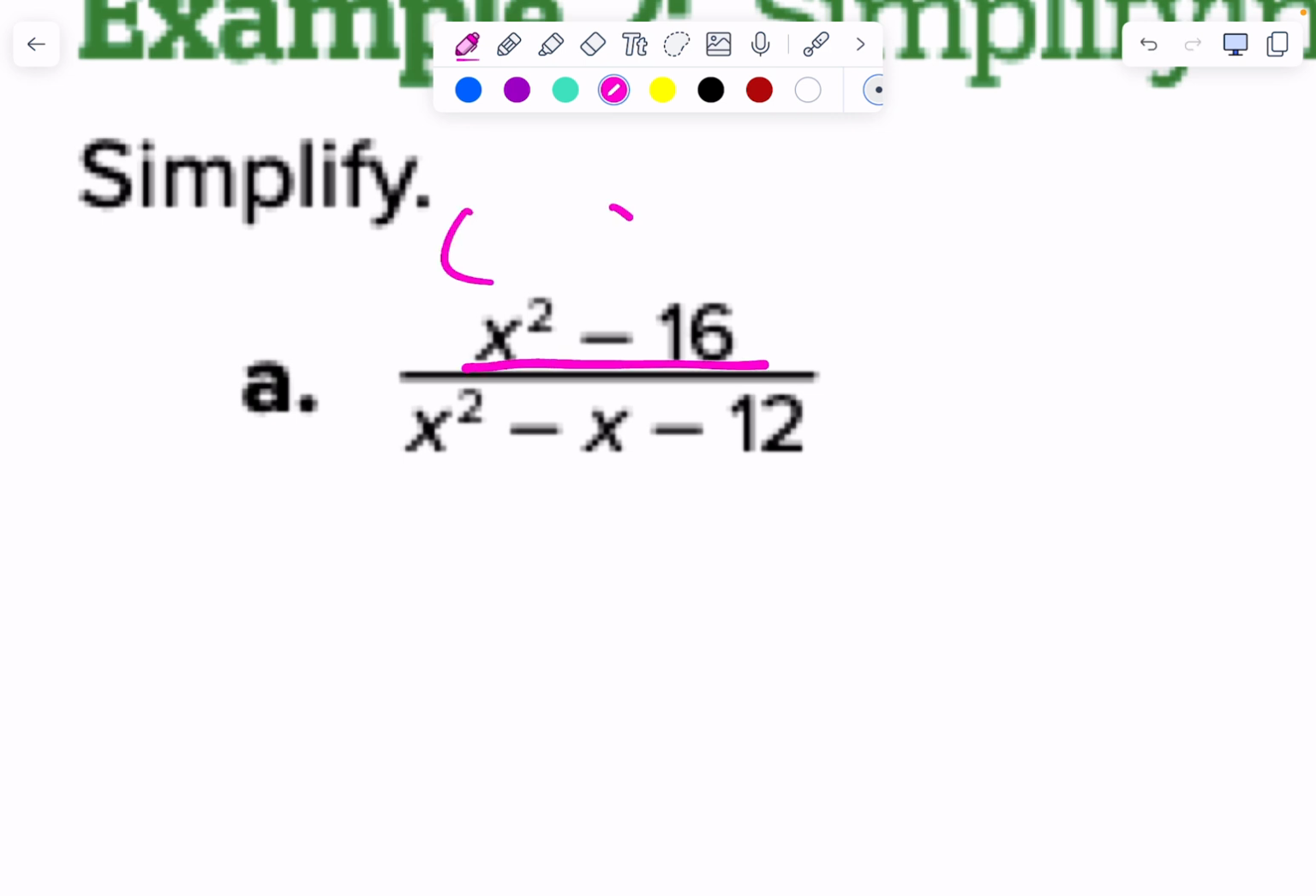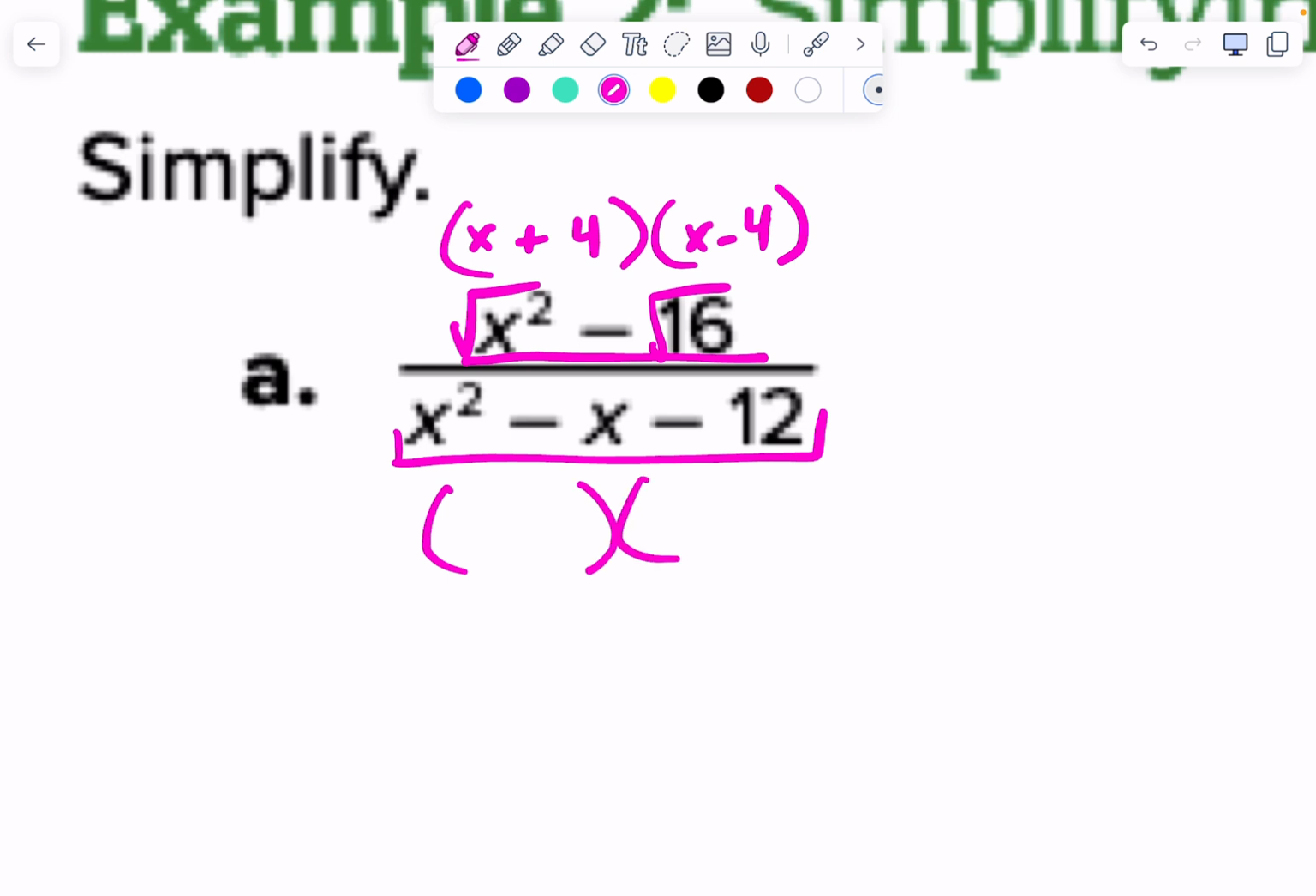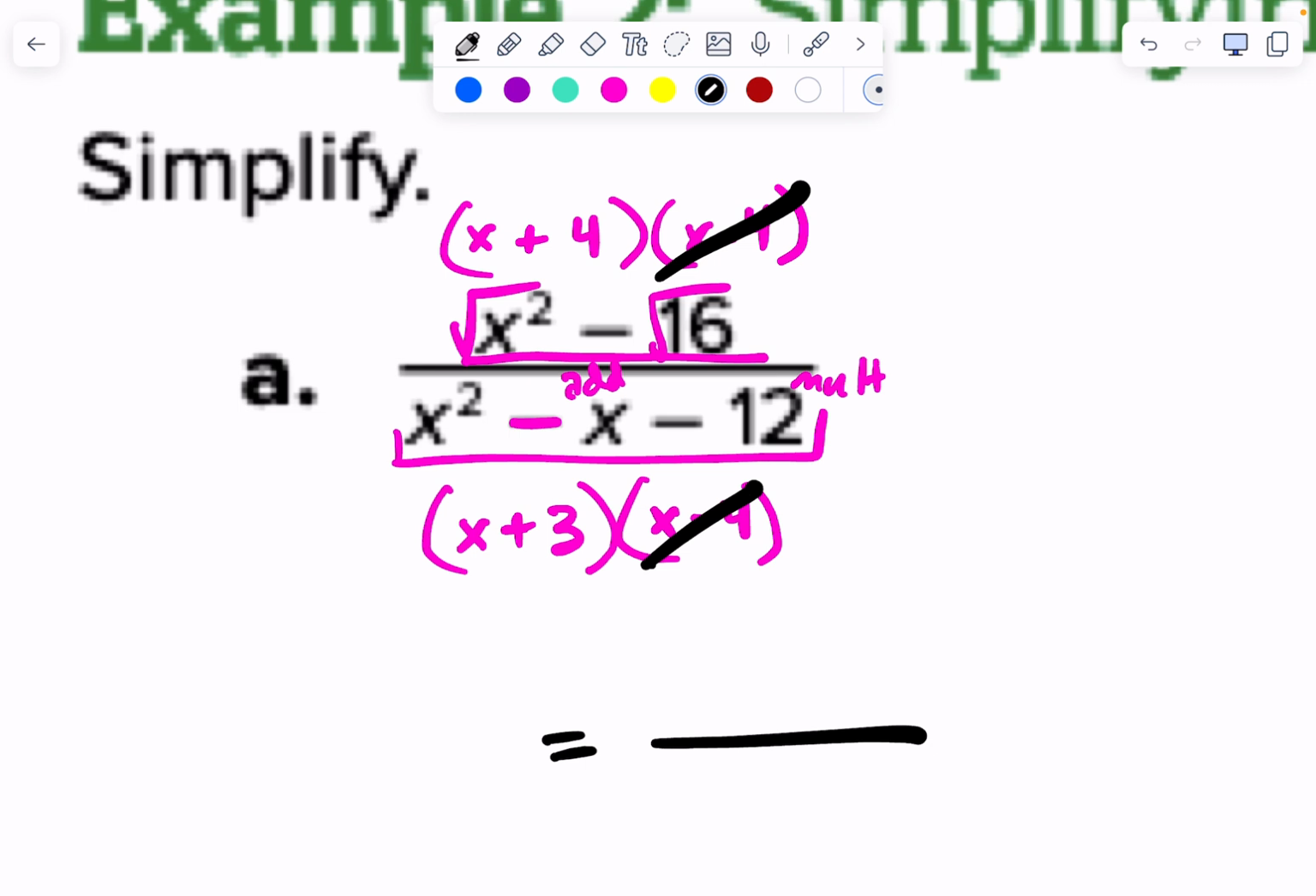All right, so I can break this guy down, though. What is he? A difference of squares. The square root of x squared is x, the square root of 16 is 4. So x plus 4, x minus 4. Now on the bottom, he is a simple trinomial. We're multiplying to get 12, and when I add them, they give me negative 1. Positive 3, negative 4. So x plus 3, x minus 4. Now what? Cancel the x minus 4, so the final answer is x plus 4 over x plus 3.